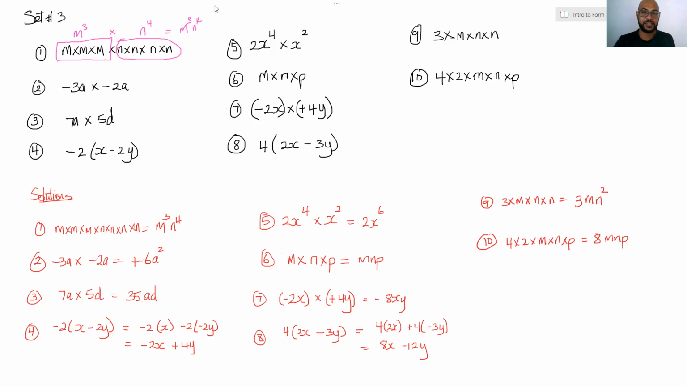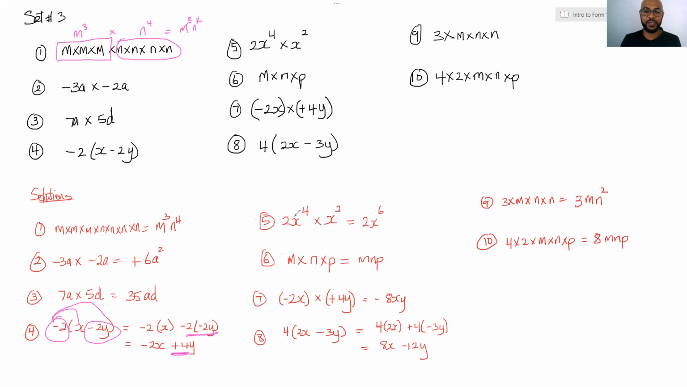Number 4 was expanding some brackets. Remember, we're taking what is outside of the bracket and multiplying by what's inside of the bracket. So here I have the negative 2 being multiplied by x and negative 2 being multiplied by negative 2y. Important for you to write that so that you get the right sign here, positive 4y.